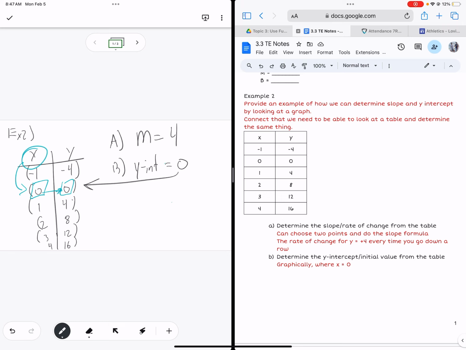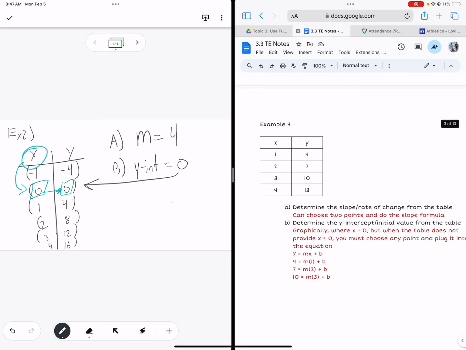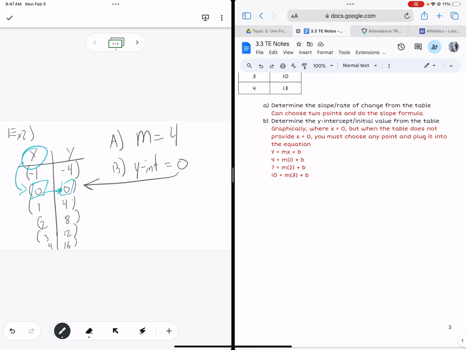But isn't it plus 7? This is example 2. It's a different graph. This is example 2. Different table, different graph. Okay, let's move on to example 3.